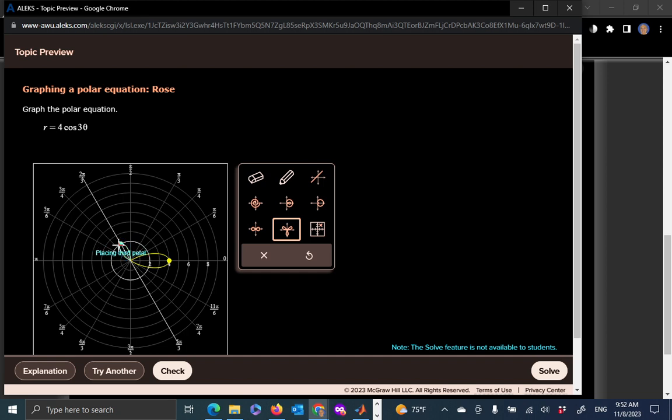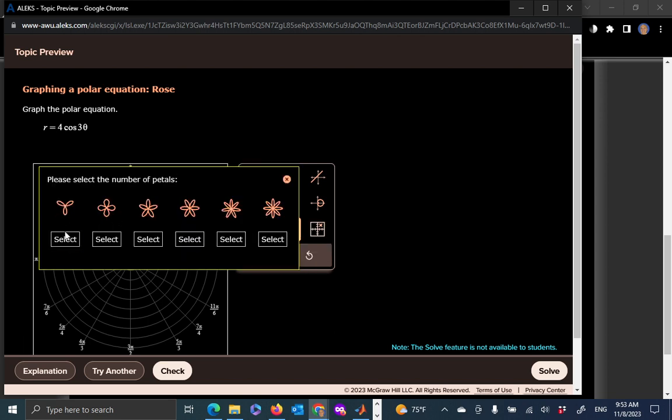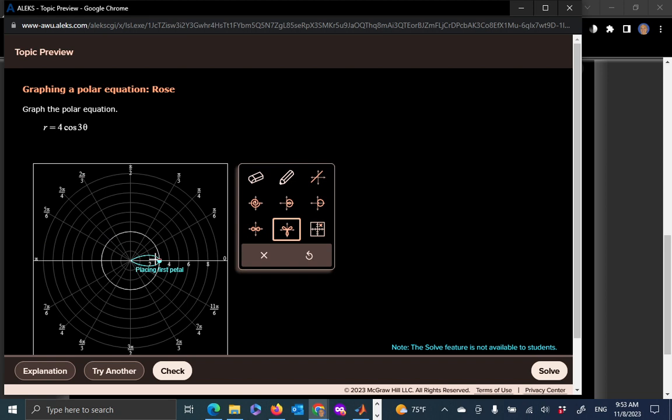Oh, wrong radius. Let me erase this and start over. So we were on arrows. Select. Let's see if I can have a steady hand. And then radius 4. That was my mistake. Okay, here's radius 4. And then how about the third one? Okay, let's not lose the radius again.